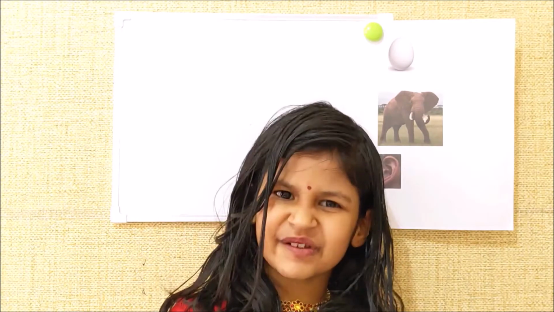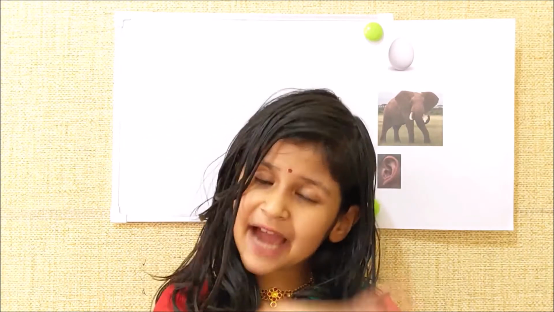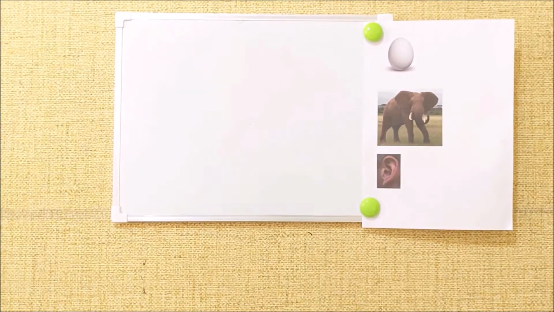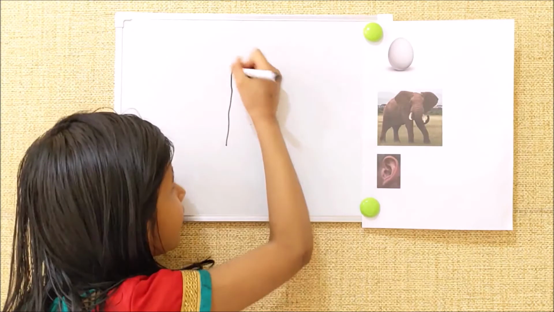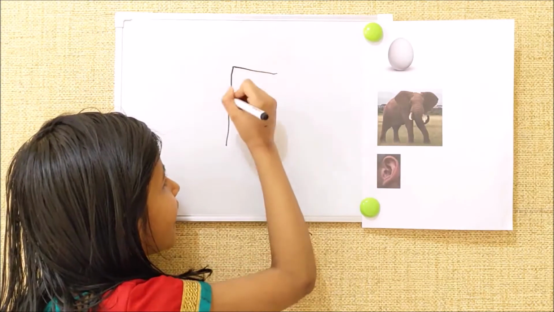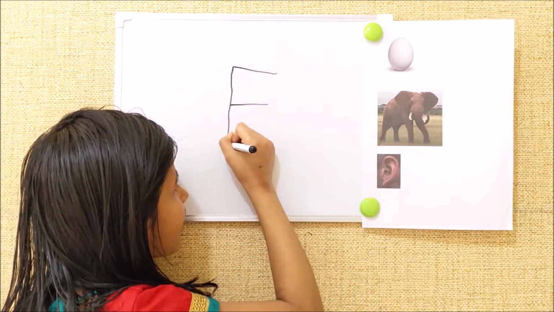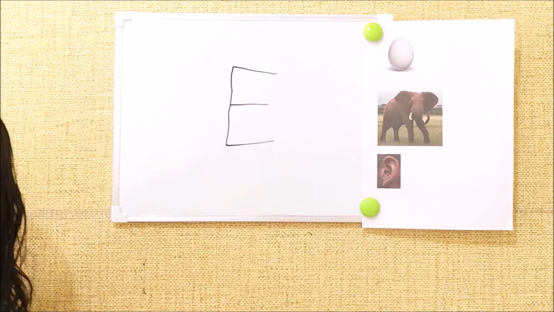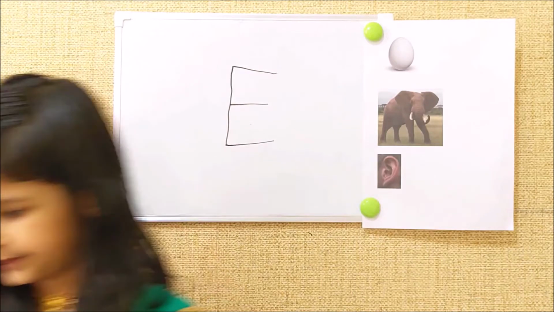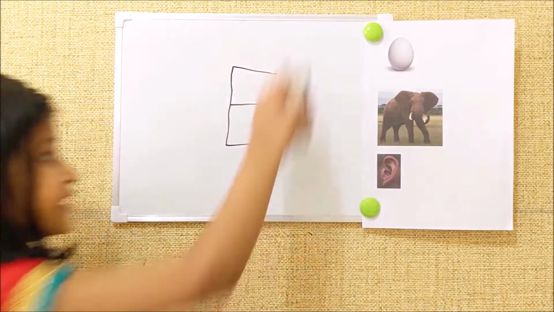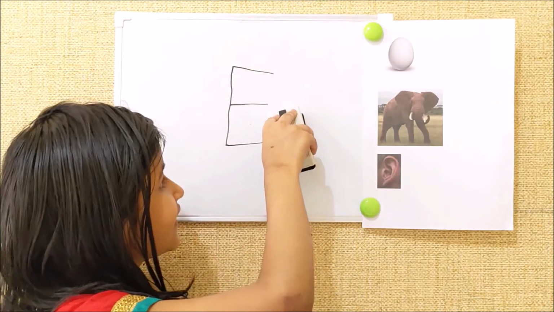Today I am going to teach you how to write letter E. First we will learn how to write capital letter E. First you must write a standing line, then a sleeping line, one more sleeping line, one more sleeping line. This is E. This is capital letter E.